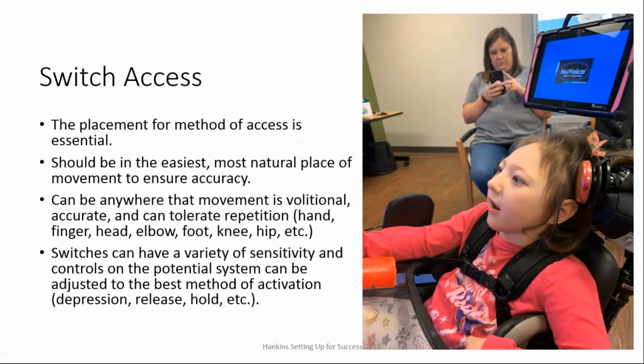So switch access is another thing. The placement for the method of access is really essential, and it needs to be in the easiest, most natural place of movement to make sure you're accurate. It can be anywhere that movement's volitional, and that means that person chooses to move. And one that can tolerate repetition. So that needs to be your hand, your finger, your head, your elbow, your foot, your knee, anything like that that you can move with accuracy and repetitively.